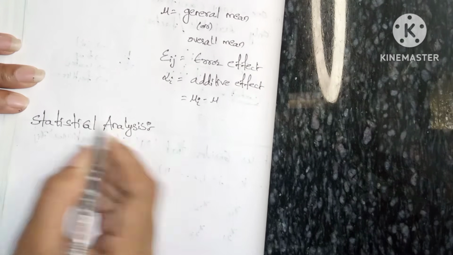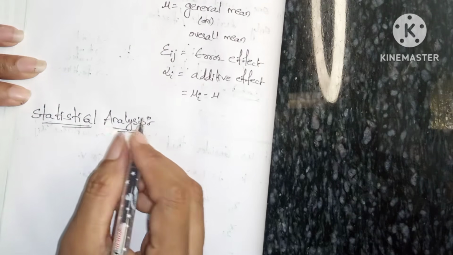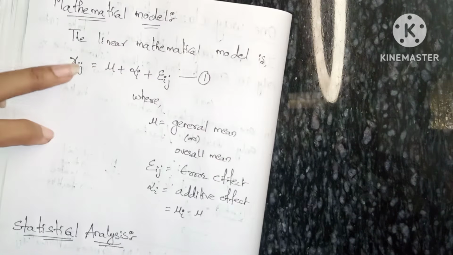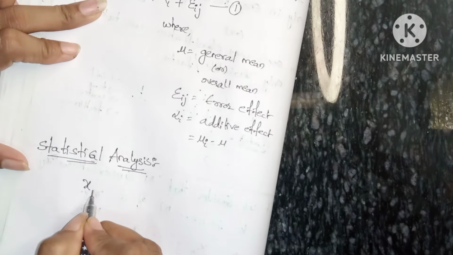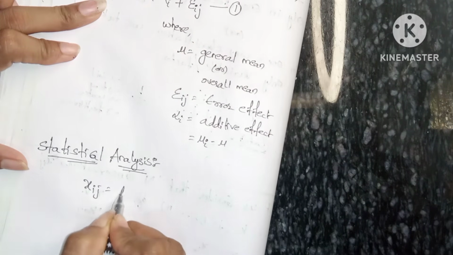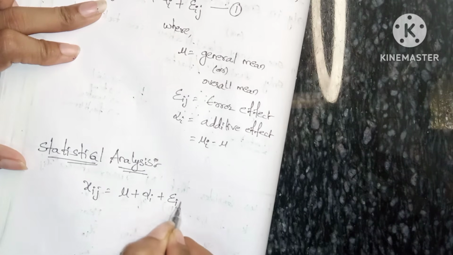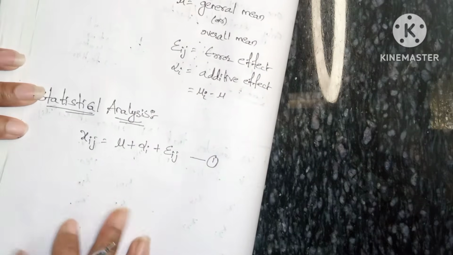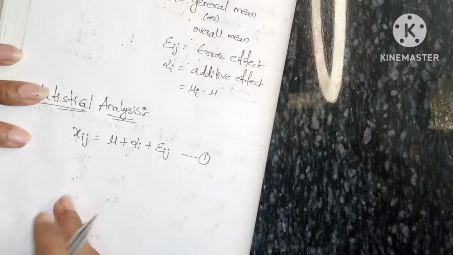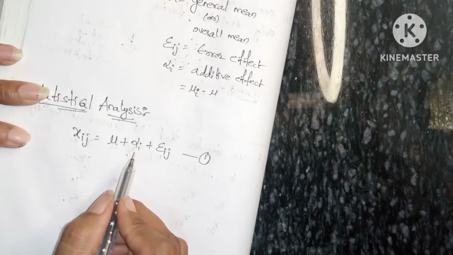So statistical analysis in the sense, here first we have to consider this equation, that is xij equals mu plus alpha i plus epsilon ij. This is equation 1. Okay, so we all know that mu and alpha we have to estimate.